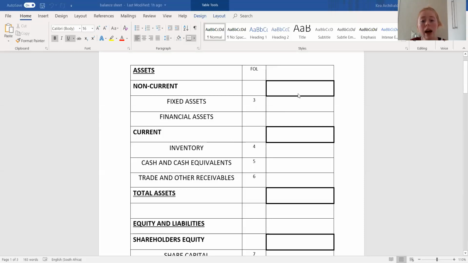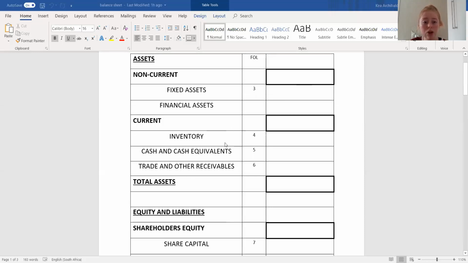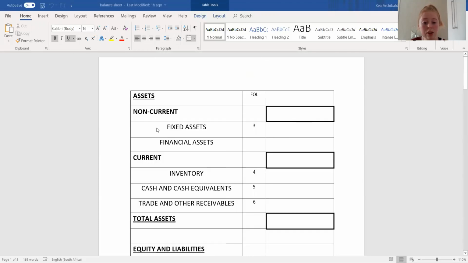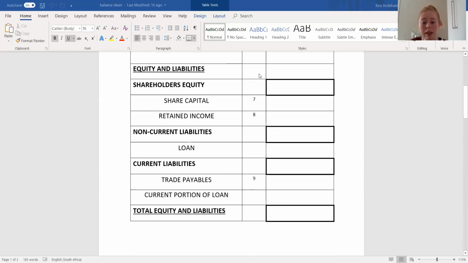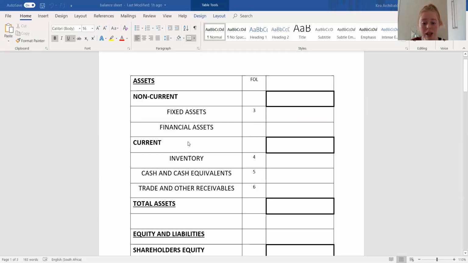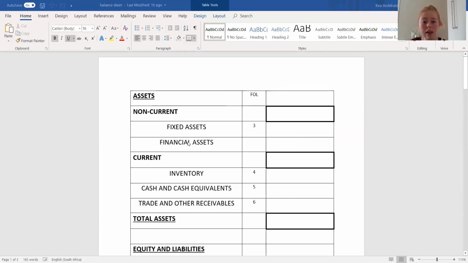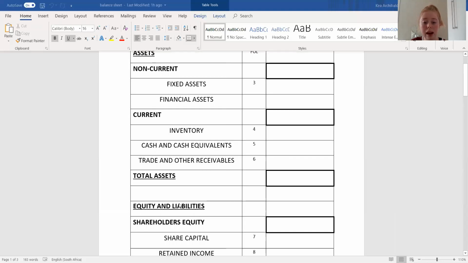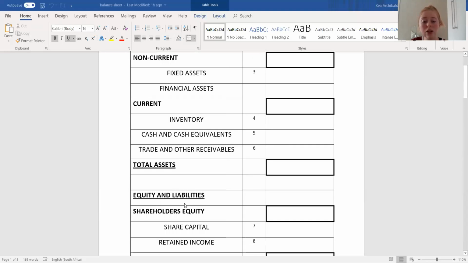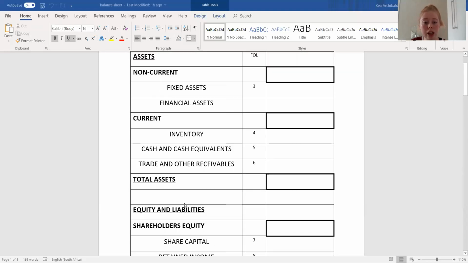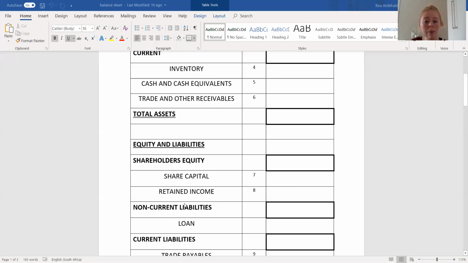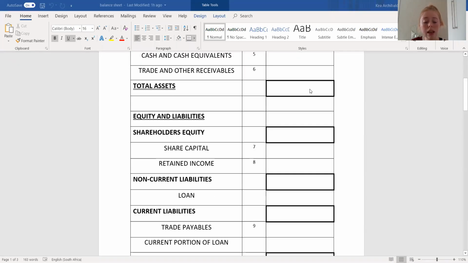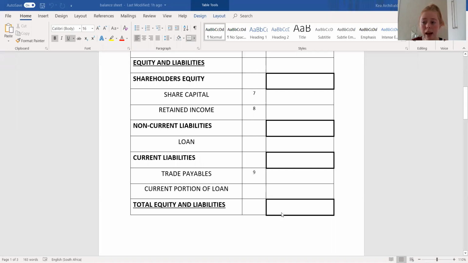Okay, so when we look at a balance sheet, we're going to have our assets section and our equity and liabilities section. As we know from the accounting equation, assets equals owner's equity plus liabilities. So at the end of our balance sheet, once we've completed it, the number of total assets should equal the number of total equity and liabilities.